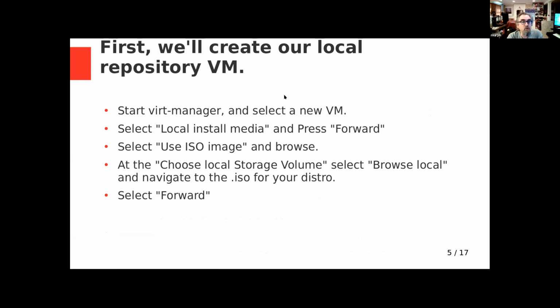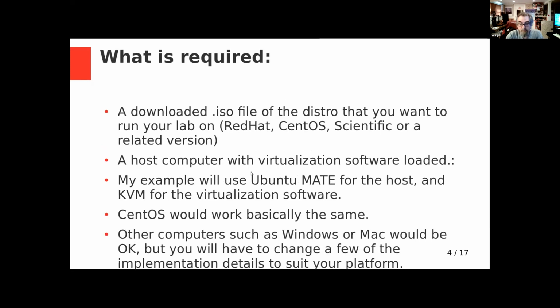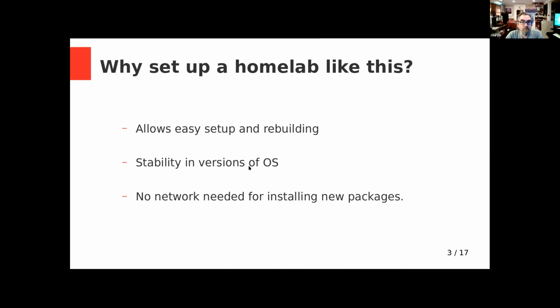So we're going to start the virtual manager. Actually, that's the one step I've already done. And we're going to select create a new VM. We're going to select our local install media, and the media is on my server already. This was the part I said you have to start out with. You have to have your ISO image already downloaded. So you're going to use that ISO image. Let's see, we're going to choose local storage volume, browse local, and select the ISO for your distro. And then select forward.